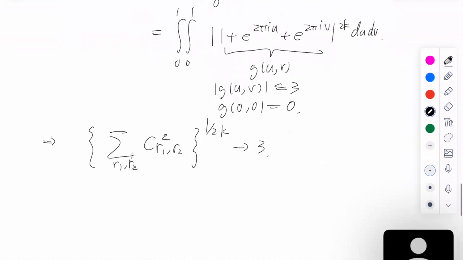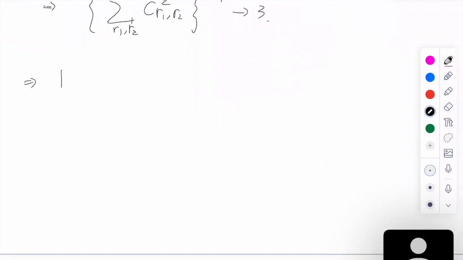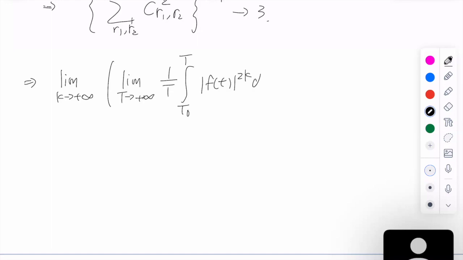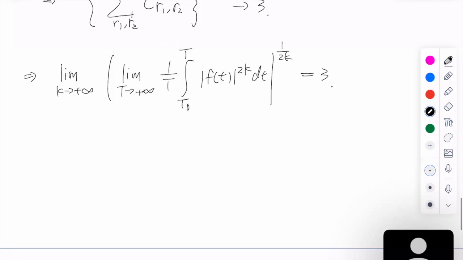So if we combine everything, we have the following results. If we take the k limit outside, and then we take the t limit inside, and we have f(t), absolute value, raised to the 2kth power, and then we raise the whole thing by 1 over 2k power, this limit actually goes to 3. To see what this means, we can do the following.